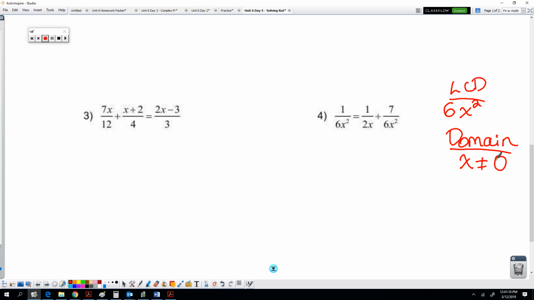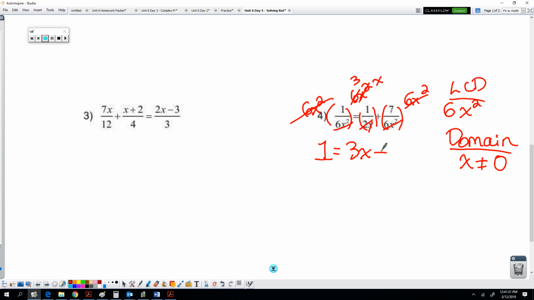So now you're going to multiply your LCD to every single fraction that you have so that you can cancel. So now my 6x squared goes away. So I get 1 equals. All right, I take out 1x. This becomes a 3, so it's 3x. And this cancels out, so I'm left with plus 7.